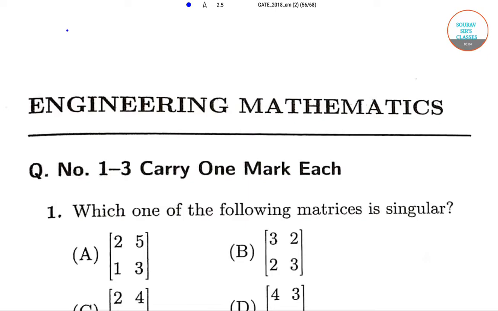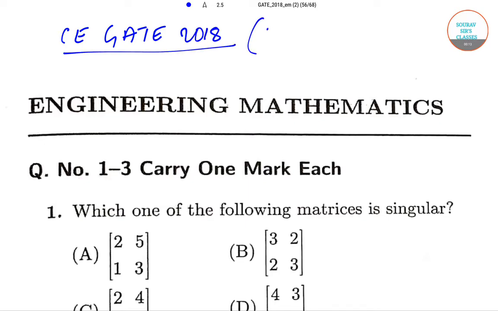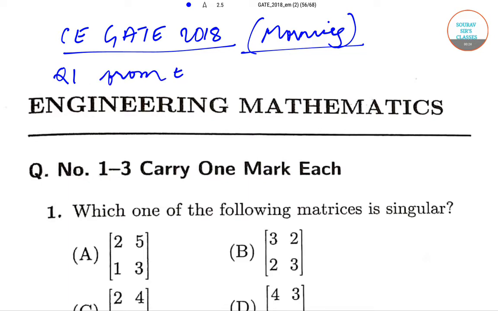Today we'll be solving the civil engineering GATE exam paper of year 2018. Today we'll be solving from the morning shift of the paper. Our focus today will be on question number 1 from the engineering mathematics portion of the paper. So let's start with question number 1.